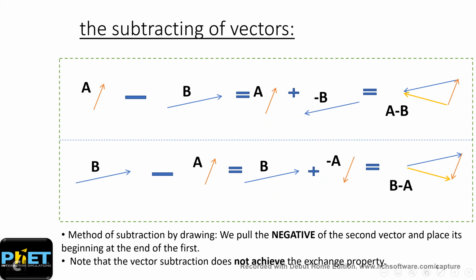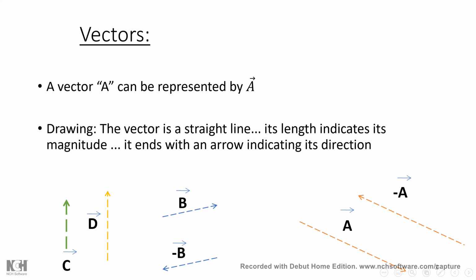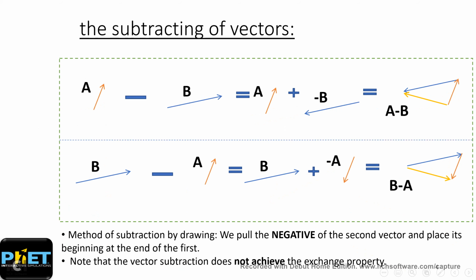The subtraction of vectors. If we have the vectors A and B again, this is A and this is B, and I need to find A minus B. It is easy. We know from before that minus B is equal to B in length but in opposite direction. Okay, A minus B, I can use this minus sign and put it for B. So I can add A plus minus B. This is B, this is minus B. I just exchange the direction.